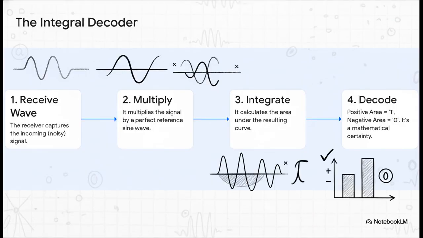Here's how it works. First, the receiver grabs that messy, noisy wave from the air. Second, it multiplies that messy wave by a perfect, clean wave that it was expecting to get. Third, and this is the magic part, it calculates the integral. It finds the total area under that new combined curve. And fourth, the decision. If the total area is a positive number, it had to be a 1. If the total area is negative, it had to be a 0. It's not a guess, it's a mathematical proof that just slices right through all the noise.